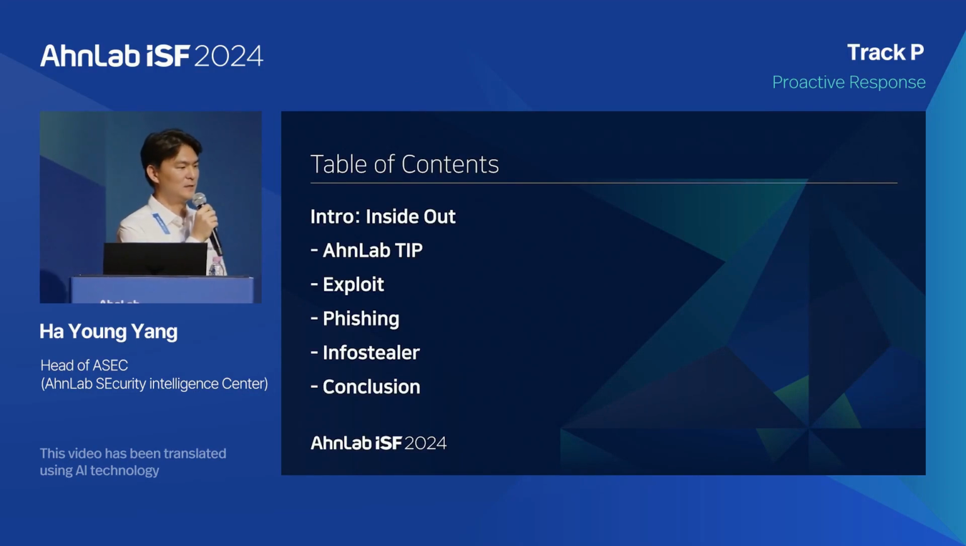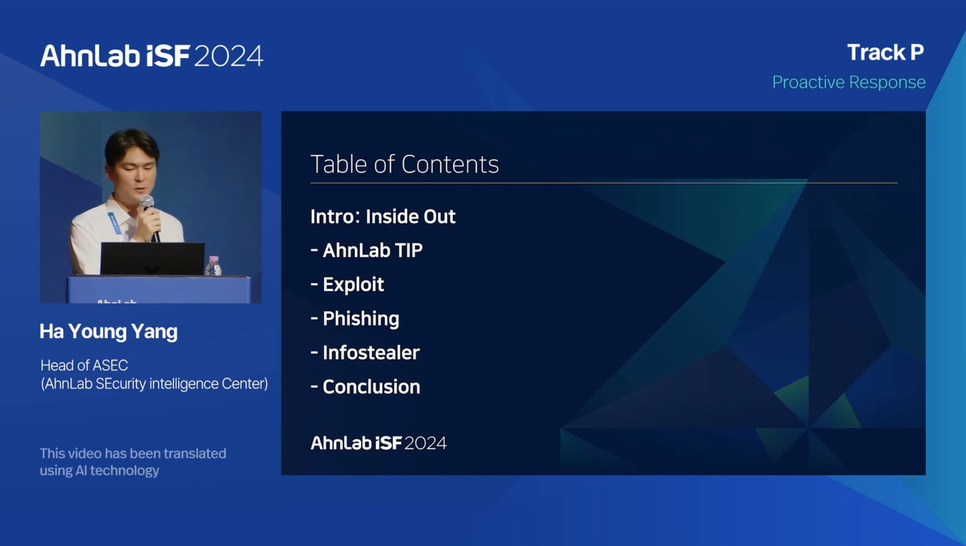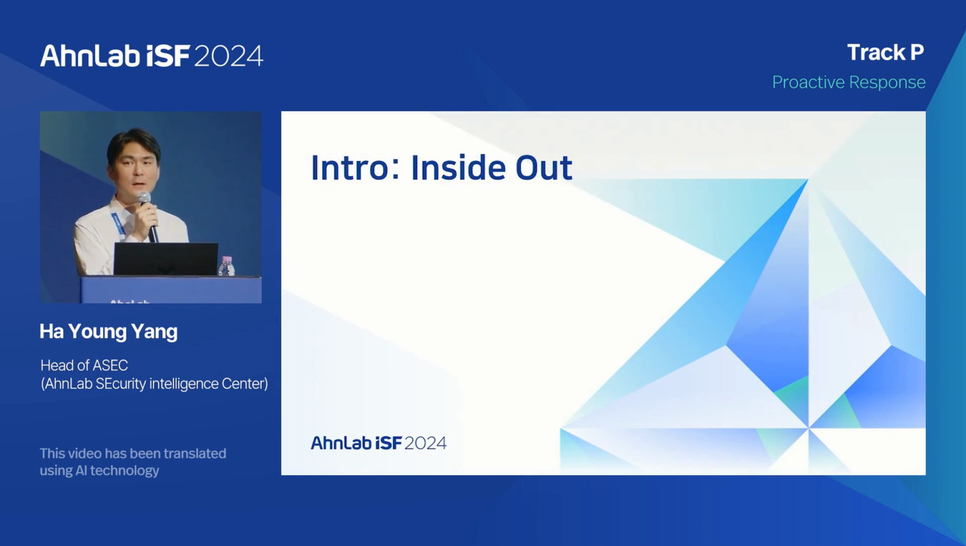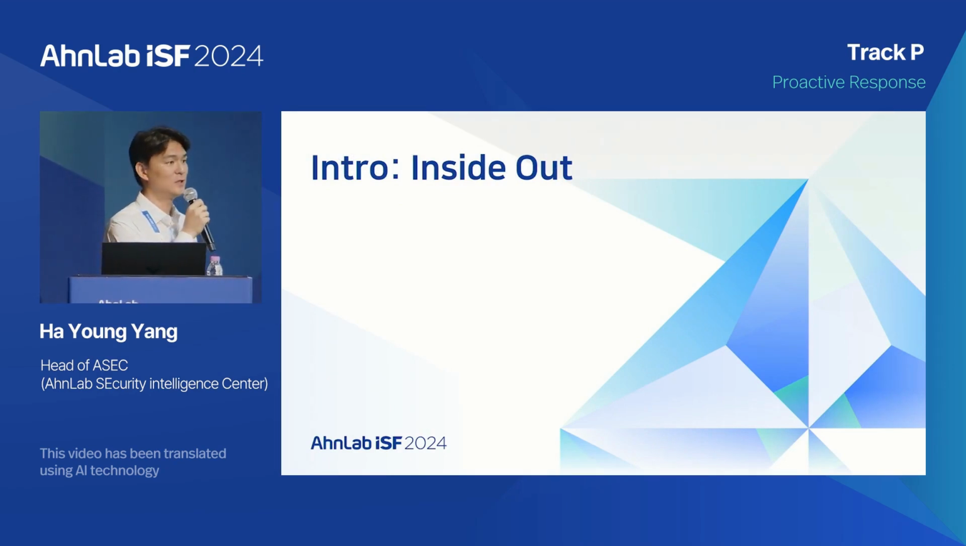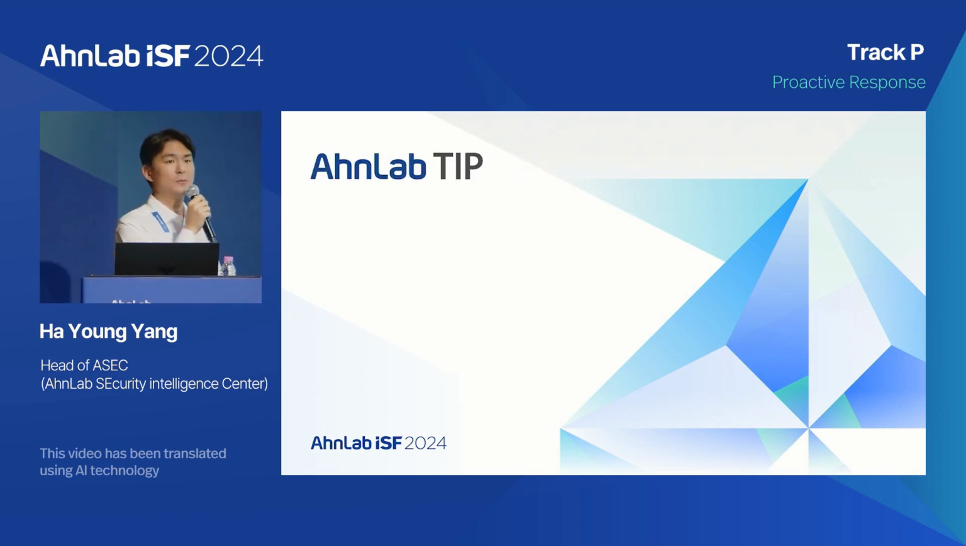Let me give you a brief explanation about AhnLab TIP and the three topics that can be considered the most significant security threats this year. I will explain three topics: exploits, phishing, and info stealers. Before the presentation, I would like to explain the keywords mentioned in the title, which are inside out and anxiety. As the first presentation, I will provide an explanation of AhnLab TIP.